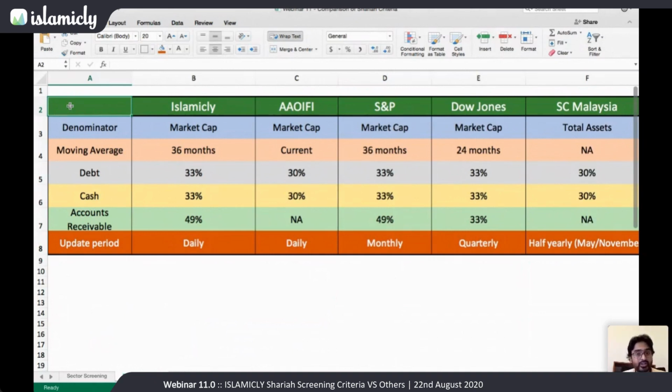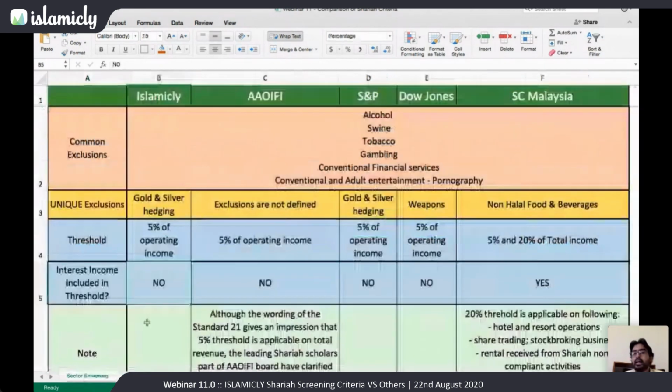Now, these financial ratios are the key reason that stocks will have different compliances across different Shariah criteria. Now, the next question that a lot of people might be asking is, which Shariah criteria do we follow? Is Islamically correct? Is AOF correct? Is S&P correct? Is Dow Jones correct? Or is SC Malaysia correct? As I have always mentioned in my previous webinars as well as in our forum discussions, it is best to stick to one school of thought, that is one Shariah criteria, and follow it as given out by that service provider. If you want to follow AOF, or Islamically, or SC Malaysia, follow one screening criteria and do not get influenced by somebody else.